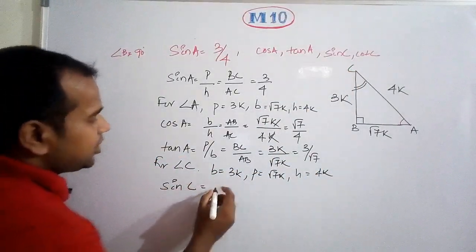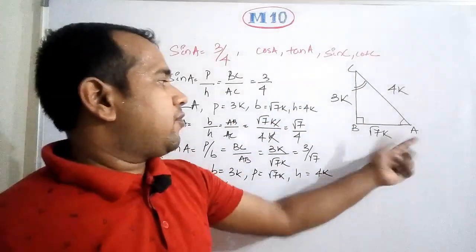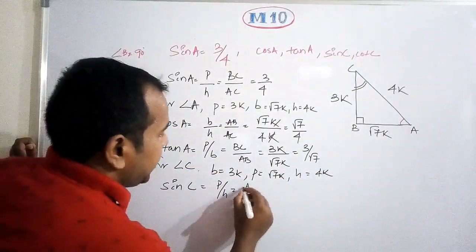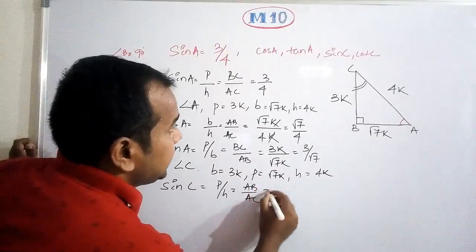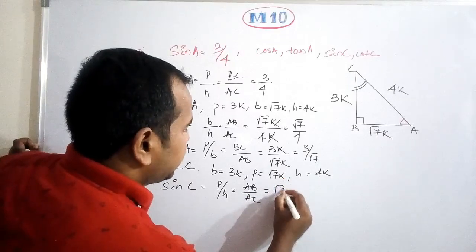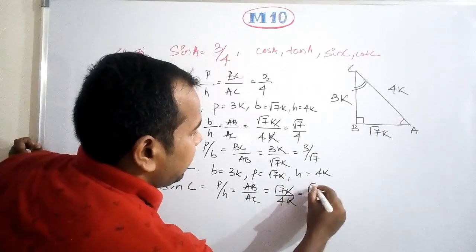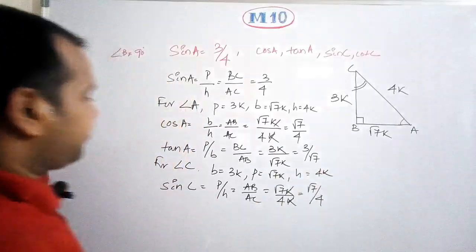Sin C is equal to P by H. So for angle C, the perpendicular AB divided by AC, that you are getting as your P, you have taken here root 7K divided by 4K. It is cancelled out, you have got root 7 by 4.